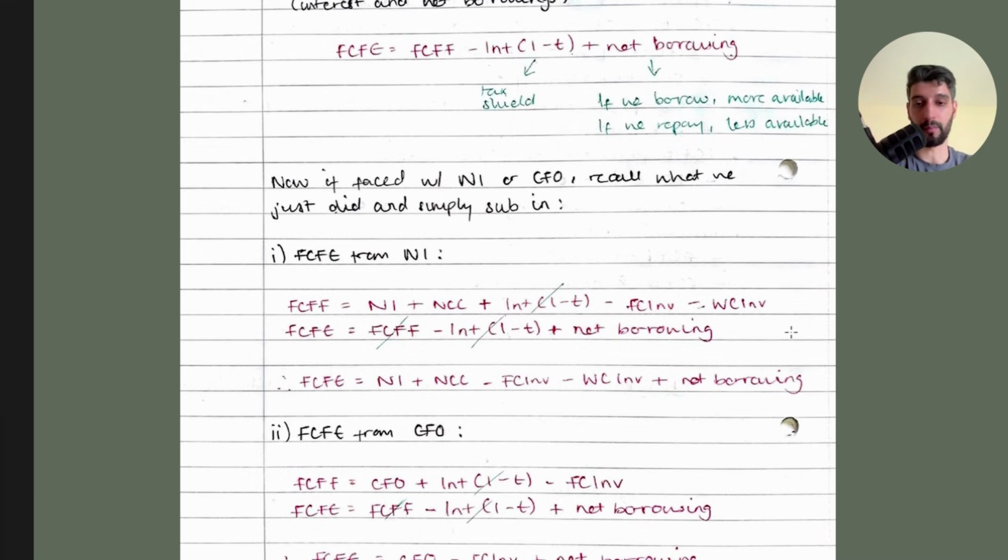This is not difficult, but it does mean that I don't have to really remember free cash flow to equity. I don't need to remember this variation. I just need to remember this relationship up at the top.